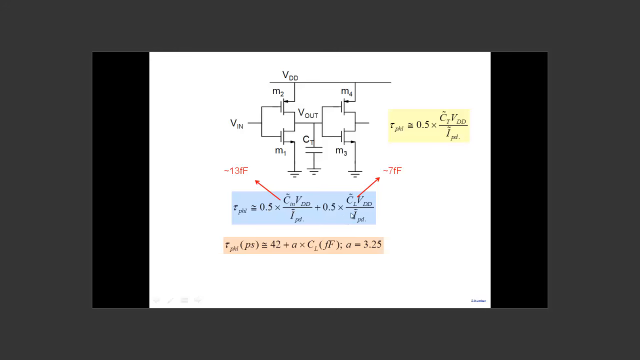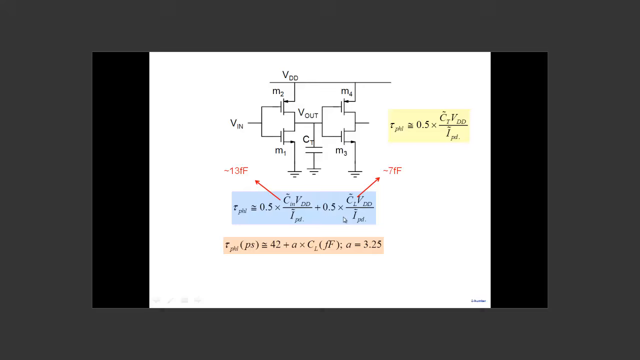So I can write here tau p for the high to low. There's an intrinsic delay which we found was 42 picosecond. And this delay which was the remaining 23 picosecond or so, but I can write this as 0.5 VDD and IPD here that you see here.